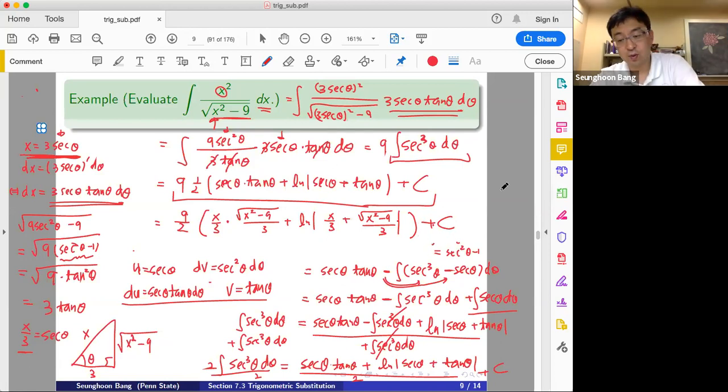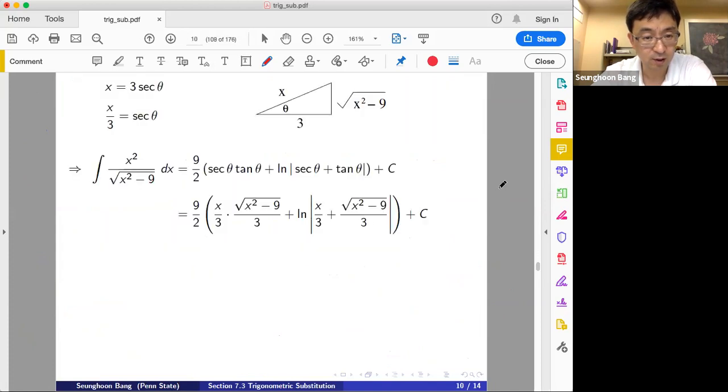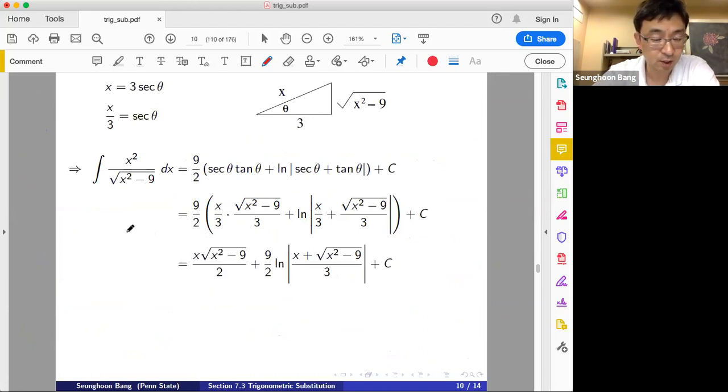You can keep on with this procedure. So for this one, the next step is to simplify more. Here, the 9 over 2 times x times root x squared minus 9, the 3 is crossed out. You can distribute the 9 over 2 to the first and second terms. 9 is crossed out. We have a simpler form: 9 over 2 times ln of, you can combine with a common denominator, x plus root x squared minus 9.